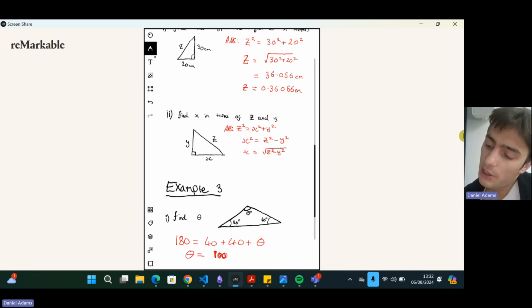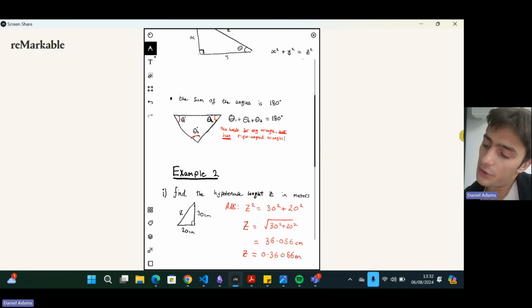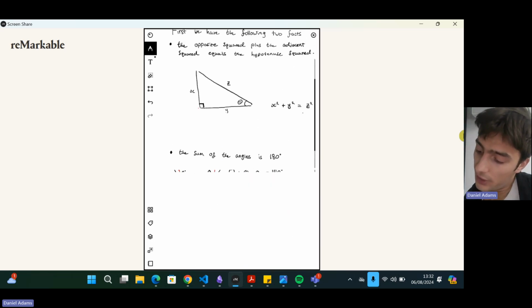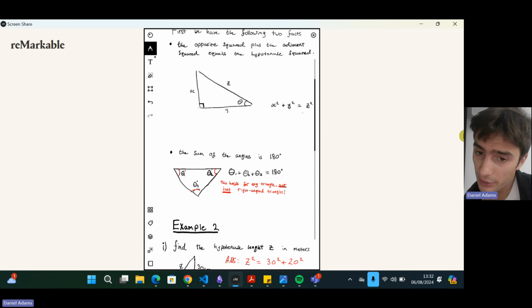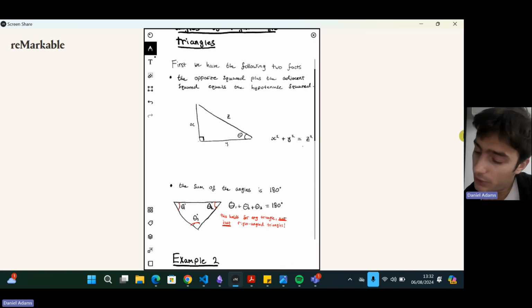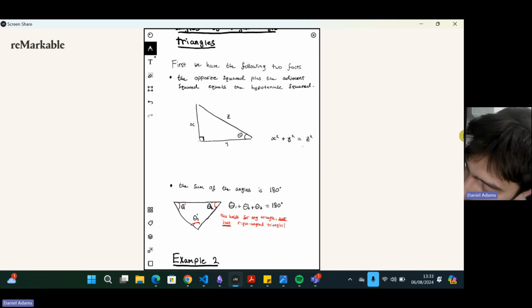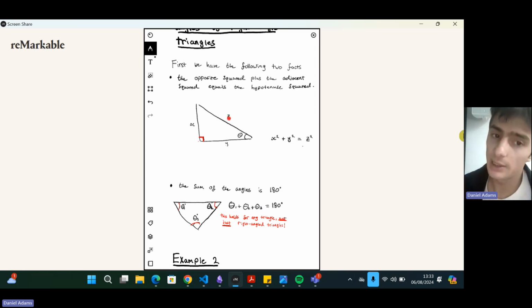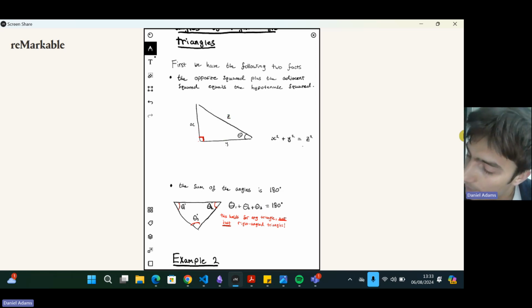Okay, so in this page, we really just looked at two fundamental facts about triangles. The first is that for any triangle, the sum of the interior angles is 180. And the second fact we looked at is the Pythagorean theorem, that says if you have a right angle triangle, you have to have a right angle triangle, but if you do, the hypotenuse squared is equal to the sum of the squares of the other sides.